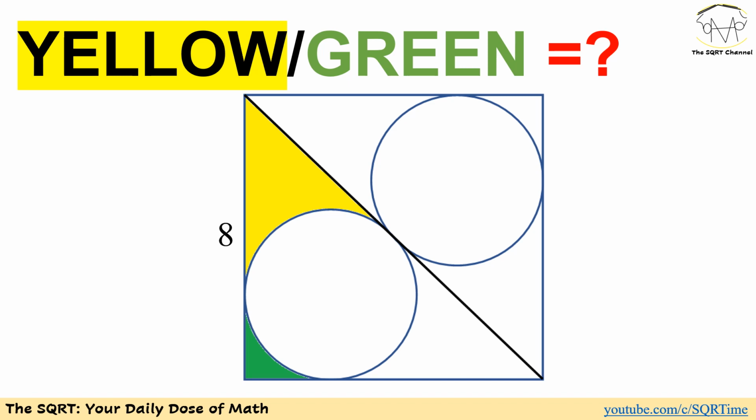We have one square, as you can see here, and the side of the square is 8 units. Now we have two circles inside this square. We also have a diagonal. Based on everything that we see here, we are going to find the ratio between the yellow area and the green area.